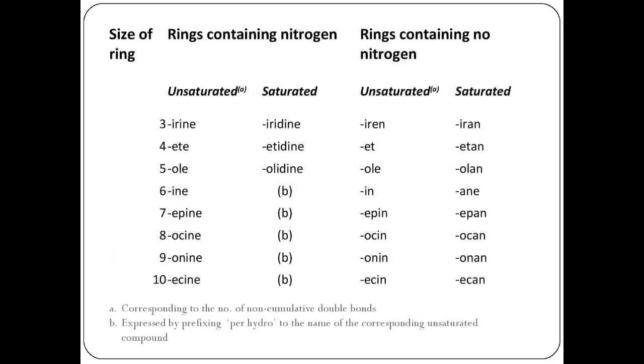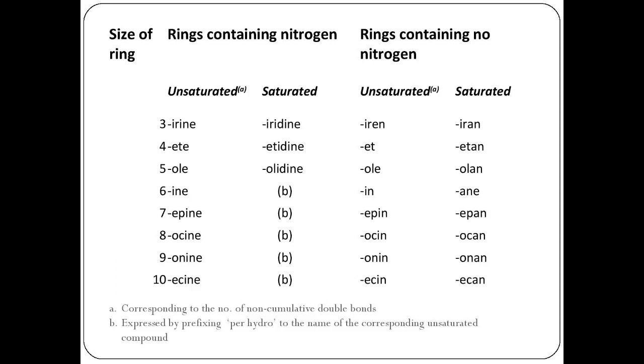The rules I've explained can be made very clear with this table, since it contains the size of the ring. For example, it is 3, 4, 5, 6, 7, 8, 9 and 10-membered ring. Next row is for rings containing nitrogen. Further, the rings containing nitrogen can be unsaturated and can be saturated. Unsaturated means they have double or triple bonds, and saturated means they do not have any such bonds. If there is a three-membered ring and it contains a bond, meaning it is unsaturated, you will use the suffix "-irine", and if it is saturated, then it is "-iridine". Similarly, for the four-membered, unsaturated "-ete" and saturated "-etidine", 5 unsaturated "-ole" and saturated "-olidine", 6 "-ine", again 7 "-epine", 8 "-ocine", 9 "-onine", and 10 is "-ecine".